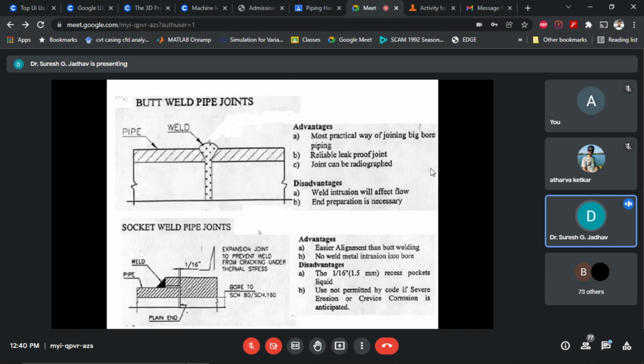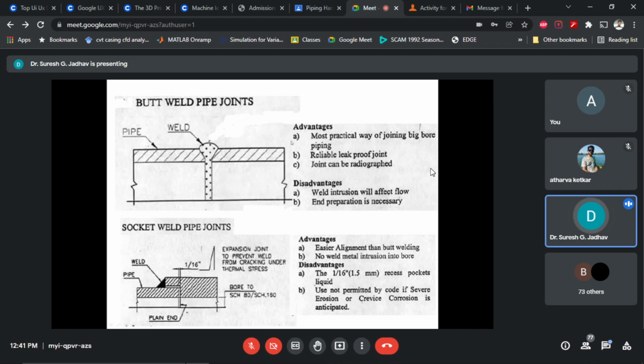Now here you can see the butt weld pipe joints. So here we can consider the 37.5-degree bevel welds, and here we can connect the two pipes. Here is one pipe, and on the right side, another pipe. So with the help of this butt weld, we can connect these two pipes. And among the advantages of butt weld, it is practical for joining big bore piping.